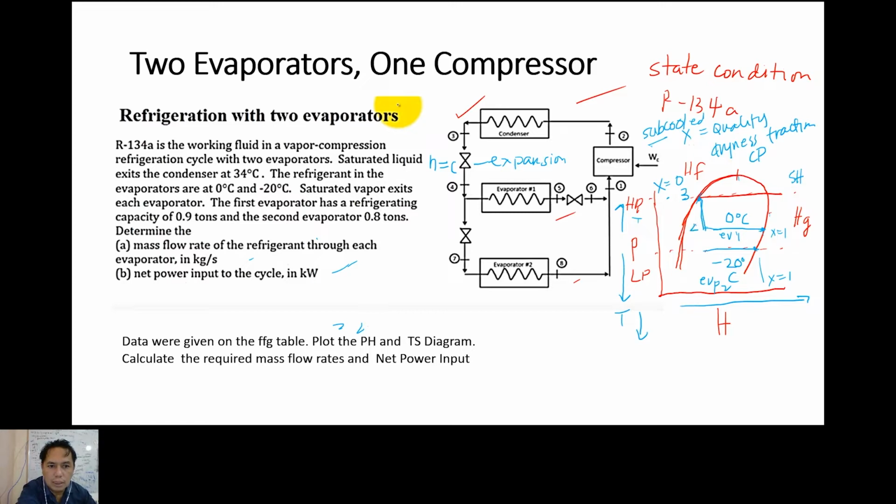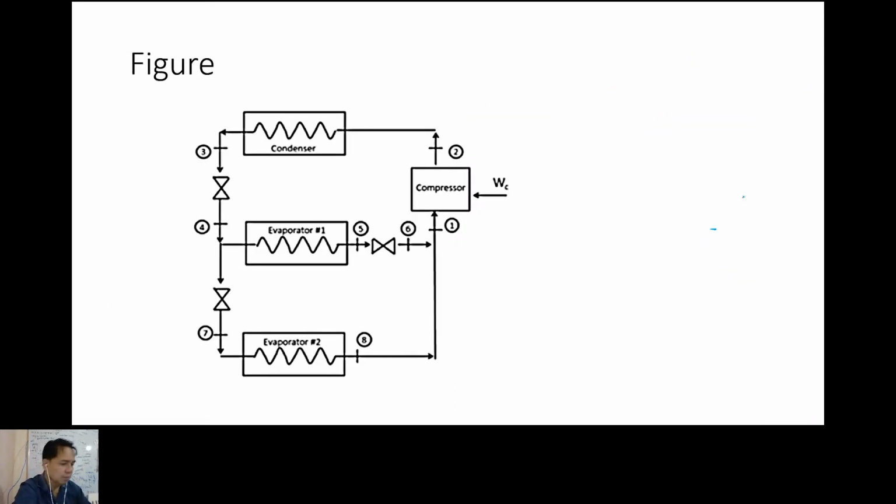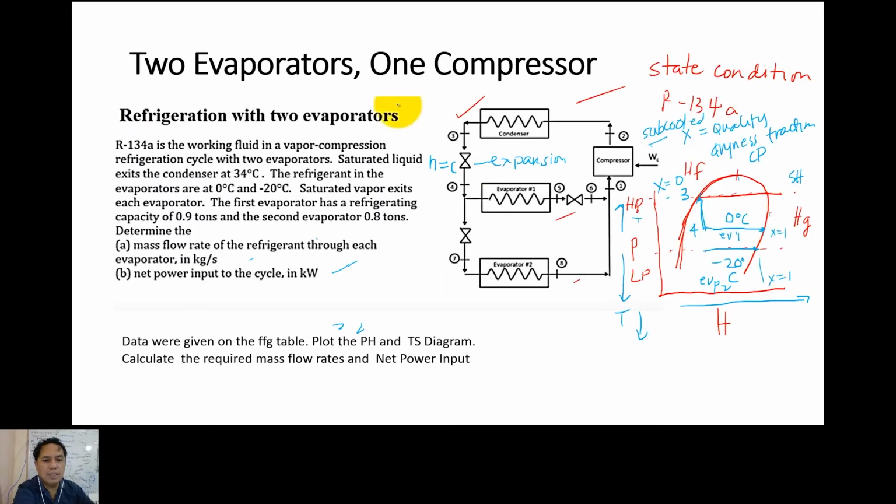Point 4. Now, the question is, what is happening at point 4? Some of the liquid is going to evaporator 1, and some of the refrigerant, the residual, goes down. Understand? So there are two directions. One is going to evaporator 1, and the other is going to evaporator 2, because there are two evaporators. So another expansion valve is here.